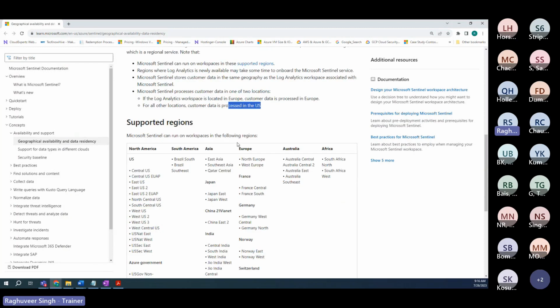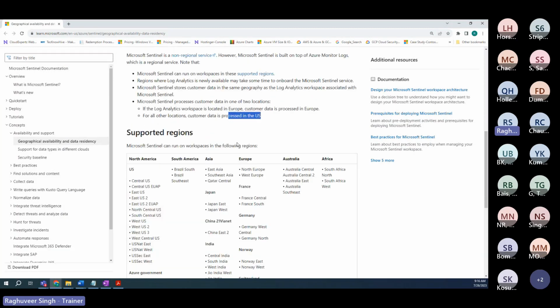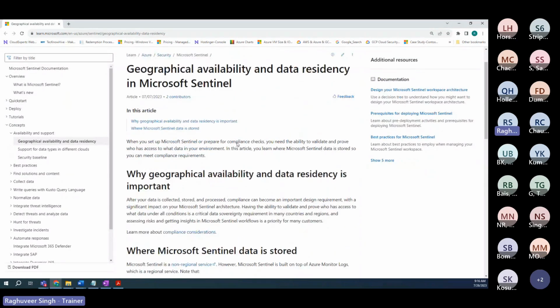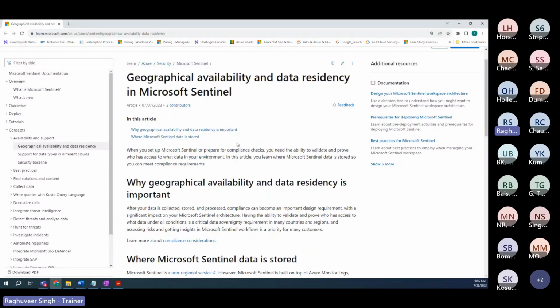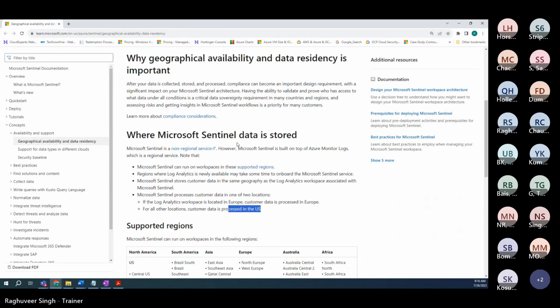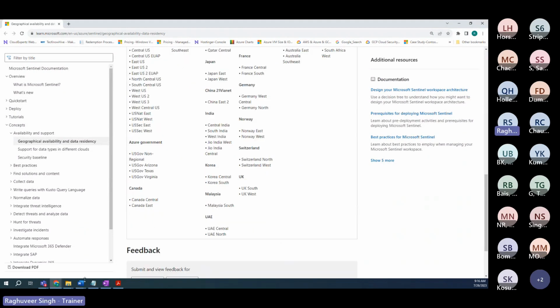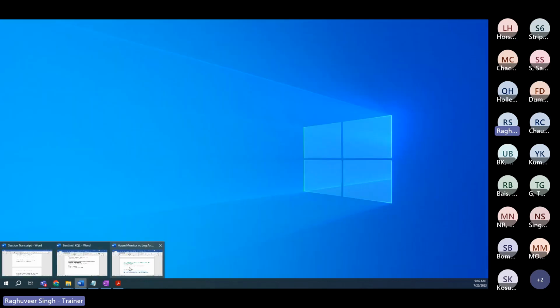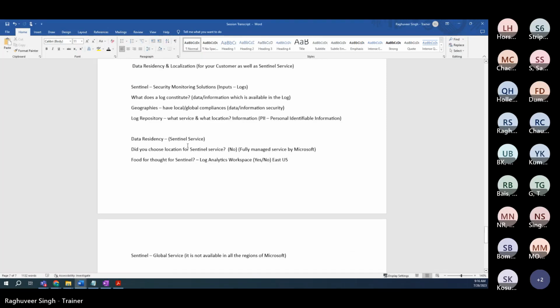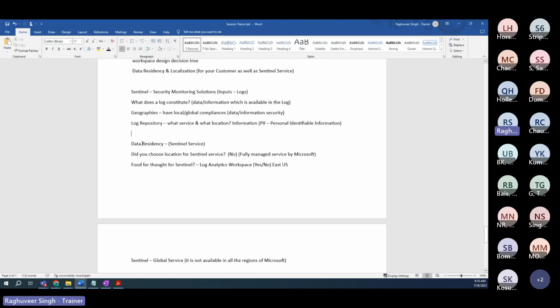So this is the very important thing, that data residency you need to understand for Sentinel. Microsoft Sentinel is available in two regions, Europe and US. For Europe, it is the entire Europe, and for US, it is the entire rest of the world. Okay, so that was the very first thing that you needed to understand on the data residency for Sentinel. Okay, so we are good with this data residency part.